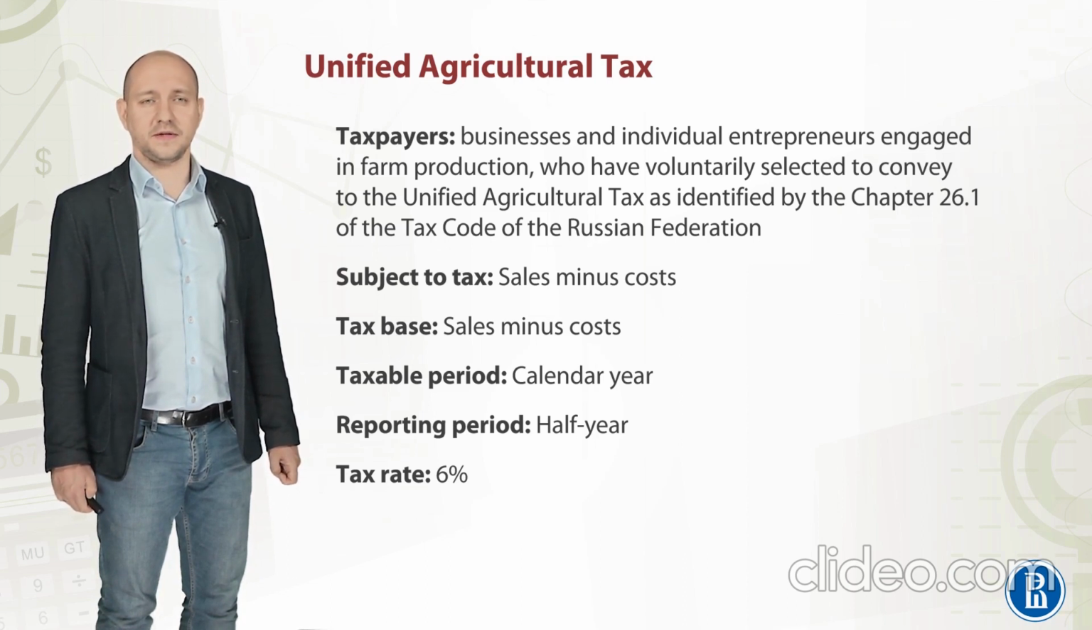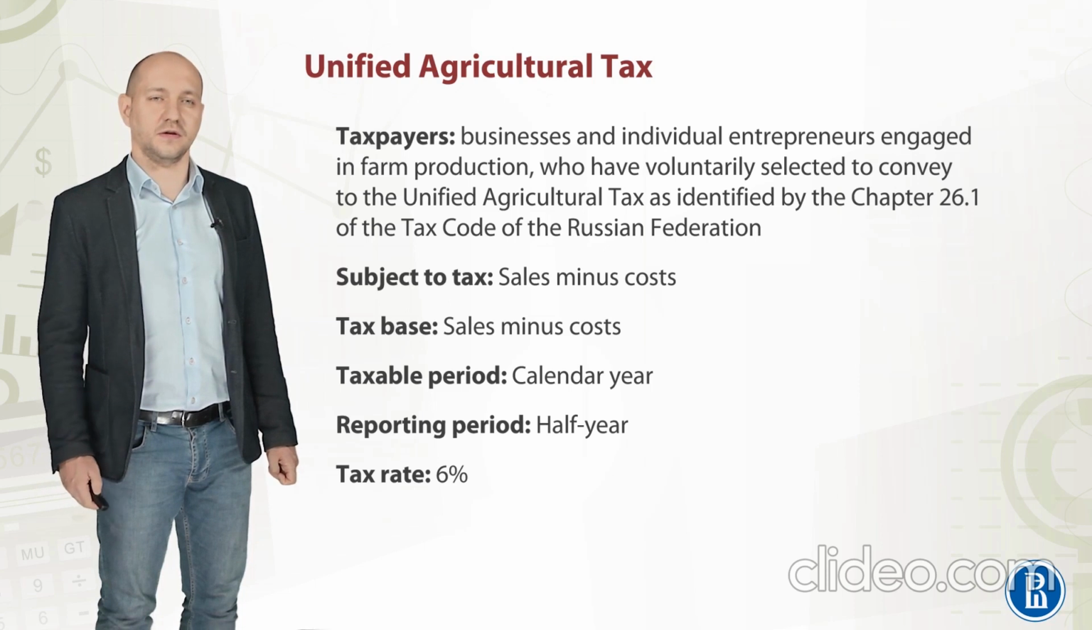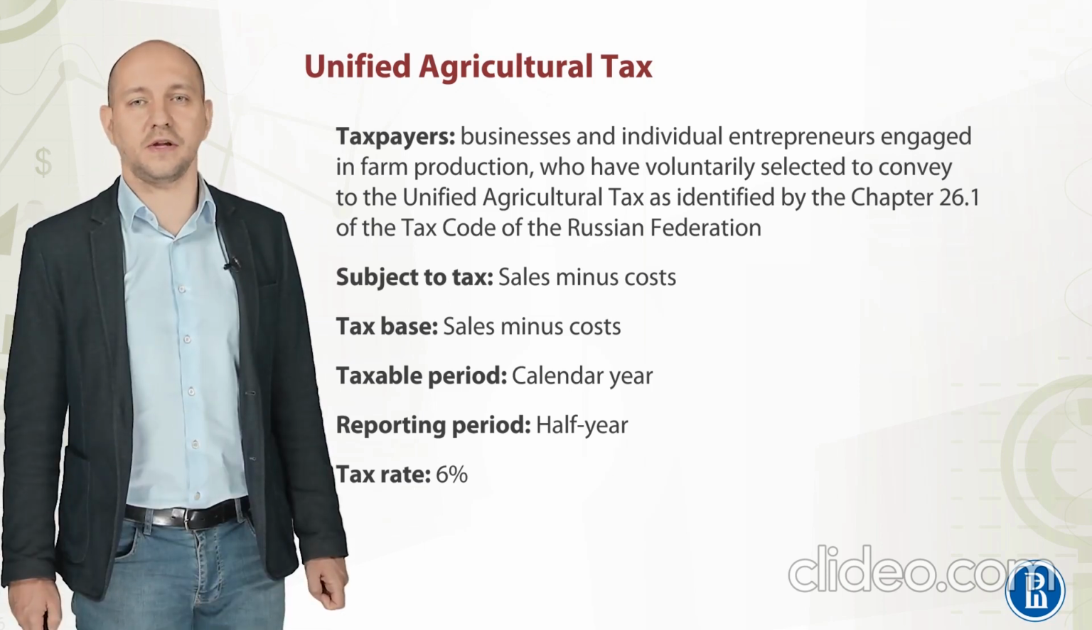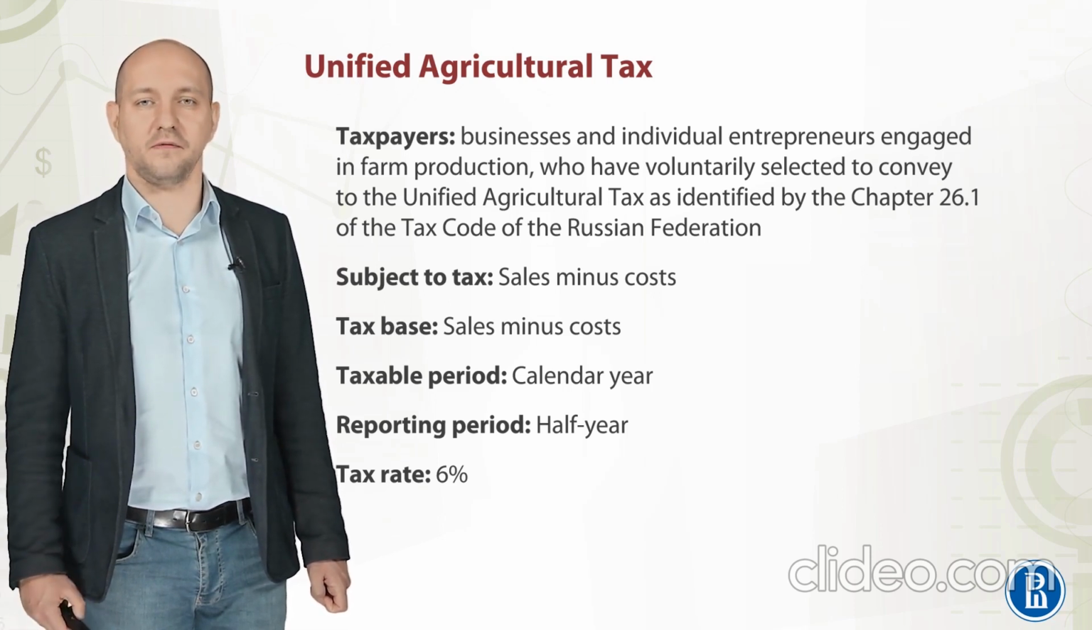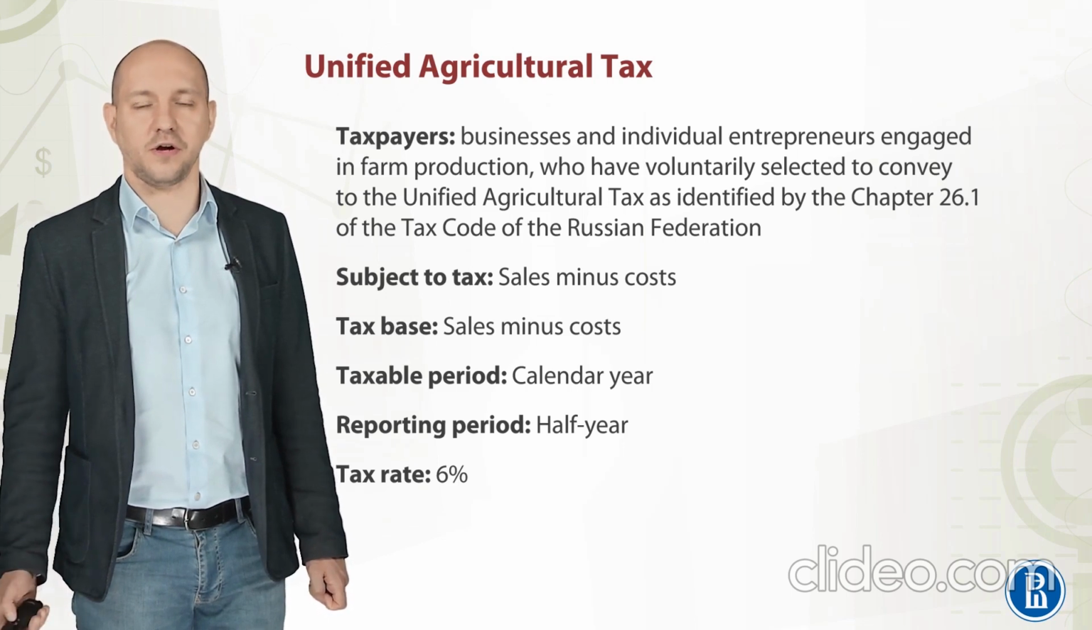Tax base for this tax regime is sales minus costs, so in fact it's the company's profit. The taxable period is a calendar year, and the reporting period is half a year, and the tax rate is 6%. In fact, the tax rate can be even lower because it depends on special regulations for different regions. The region can choose that the companies using the unified agricultural tax are not obliged to pay any tax at all. So the tax rate can be even zero, as we pretty often see here in Russia for agricultural companies.